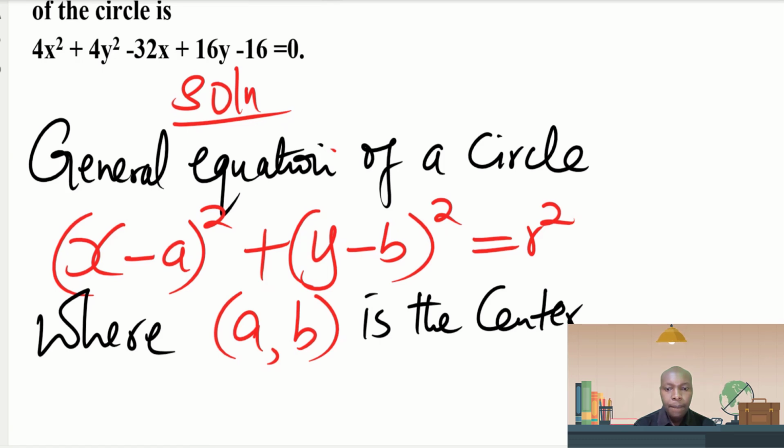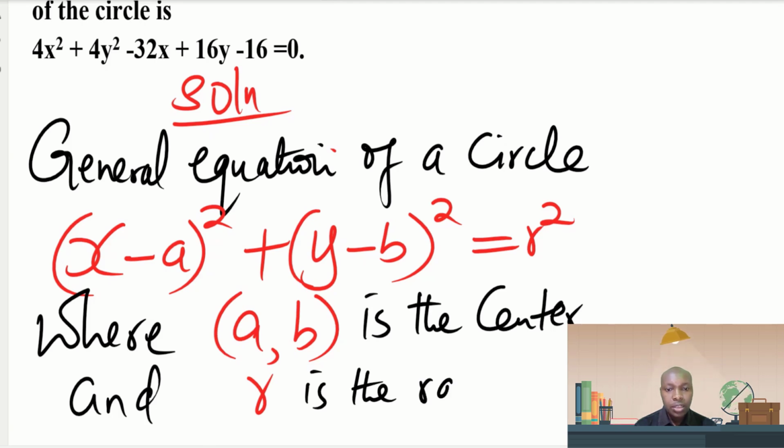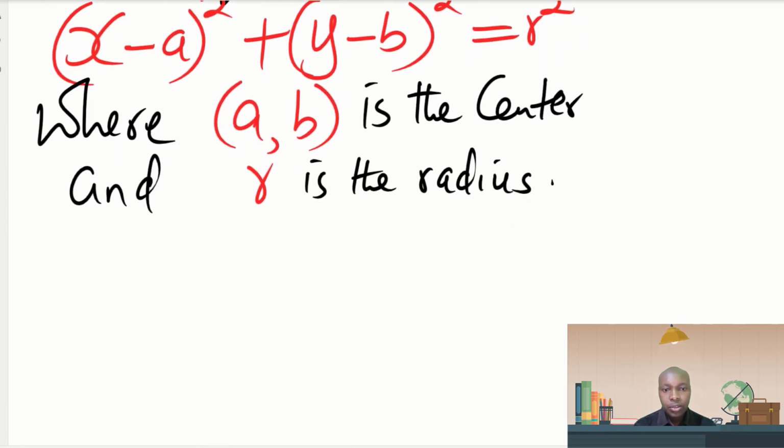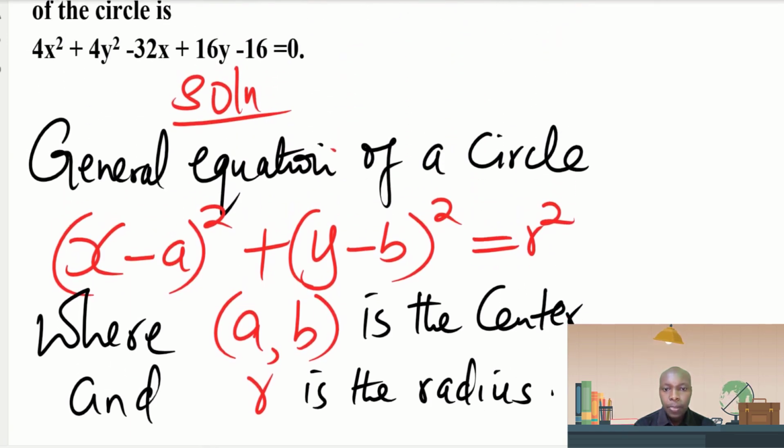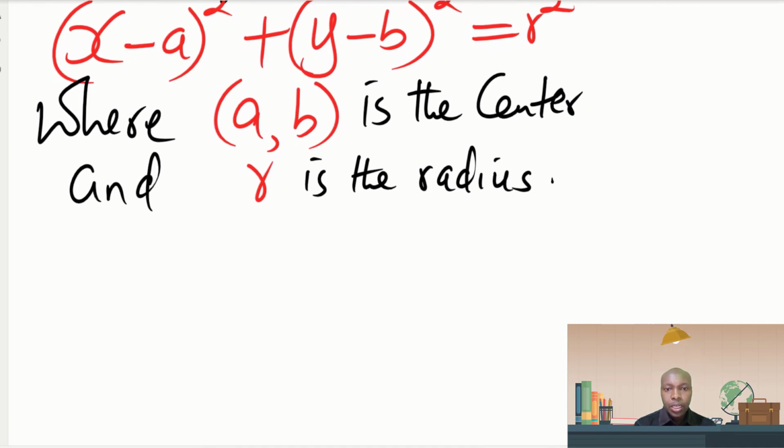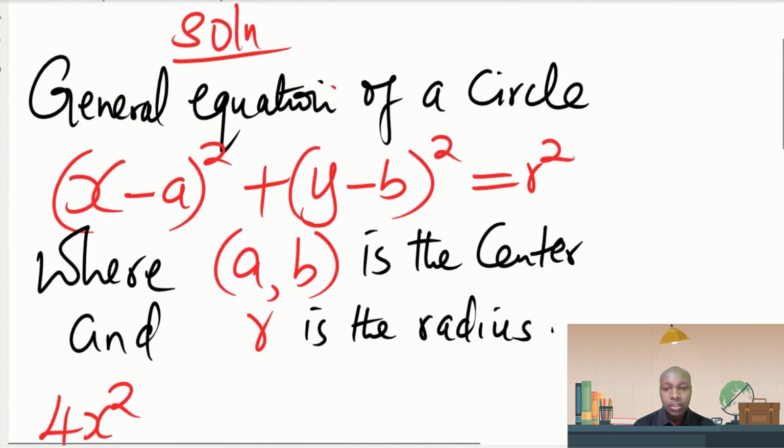and r is the radius. But in this case, you can see it is r squared. So when you get that r squared, you should get the square root in order to get the radius. So r is the radius. That is how you're supposed to write the equation of the circle, in that format, so that it will be easier to get the center and the radius of the circle. Now, let's go to the equation that you're given and work it out to determine the center and the radius.